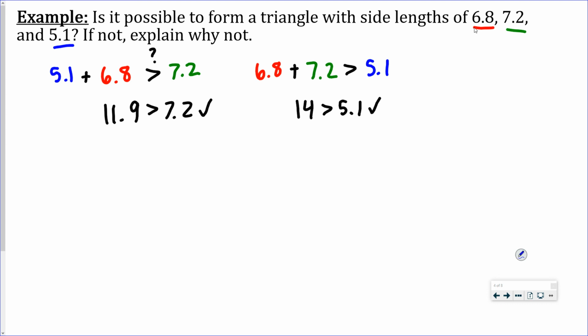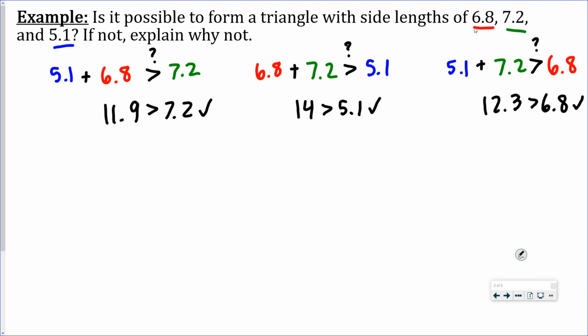Okay, and then my other combination I haven't done yet, my 5.1, my smallest side, plus my largest side, 7.2. You should put question marks above these two. That's kind of picky, but technically we're testing. Is that greater than 6.8? You betcha. Check.